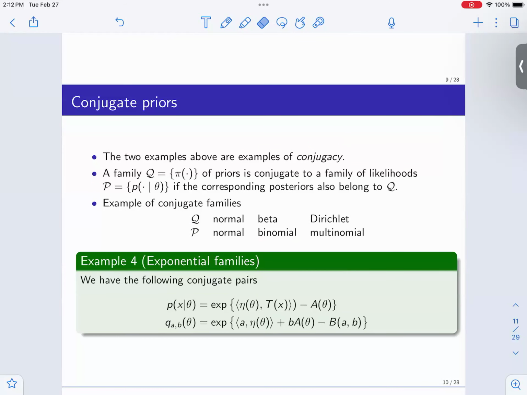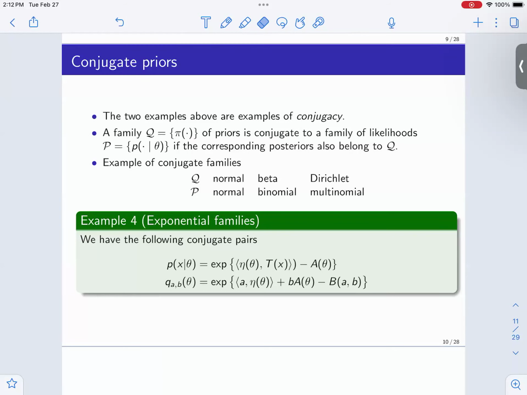A few words again about conjugate priors. Conjugacy is this idea that I have a family of priors that are called conjugate to a family of likelihoods if, whenever I form the posteriors based on this pair, the posteriors are within the same family as the prior. For example, normal is the prior family and the likelihood is normal; these are a conjugate pair. Beta is a conjugate prior for binomial. The extension to multivariate would be the same, but for multivariate it's Dirichlet and multinomial. So if you have a multinomial likelihood, Dirichlet is the conjugate prior.